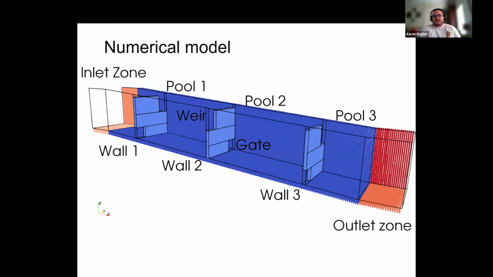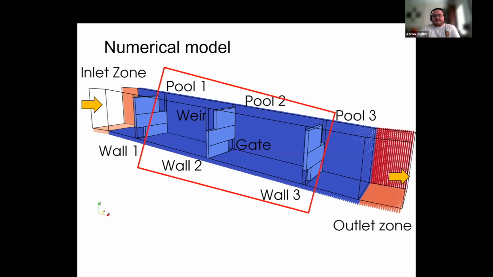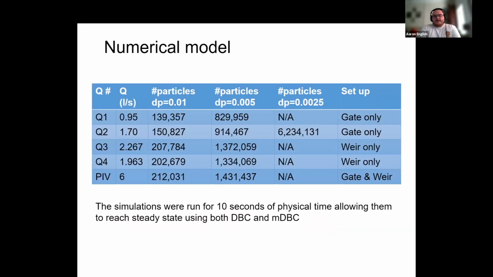In the numerical model, we have an inlet zone at the top and an outlet zone at the bottom using the Tafuni approach. We're interested in this zone here, which is going to be pools 1 and 2, and then walls 2 and 3. So hopefully this will make sense in a second. For this presentation, I'm just going to focus on these 2 results of the 5 that we looked at. In each case, the simulations run for 10 seconds of physical time, allowing them to reach steady state, using both DBC and mDBC.